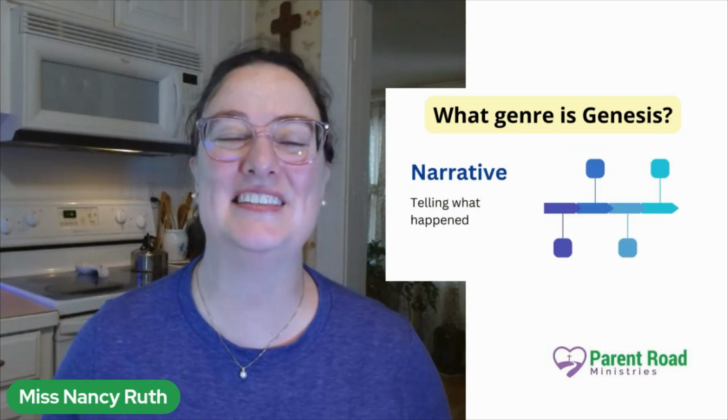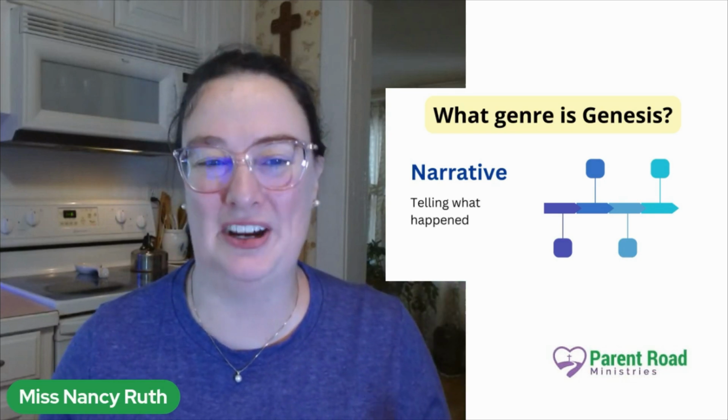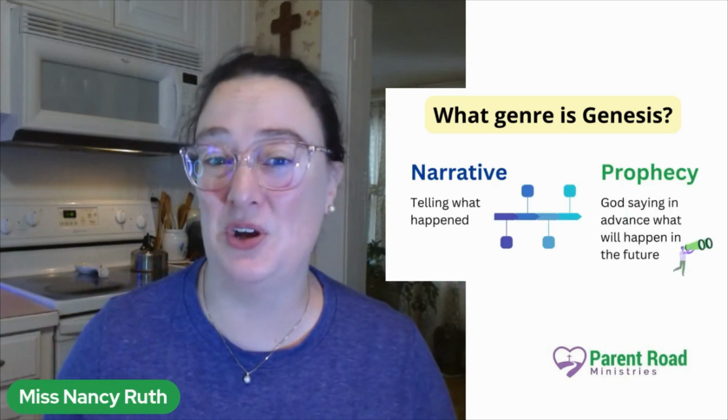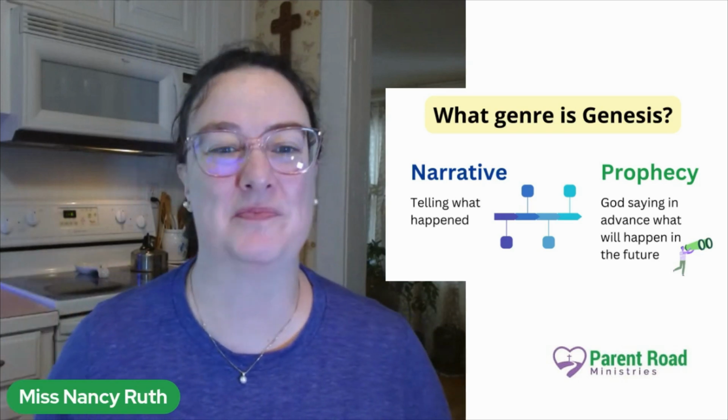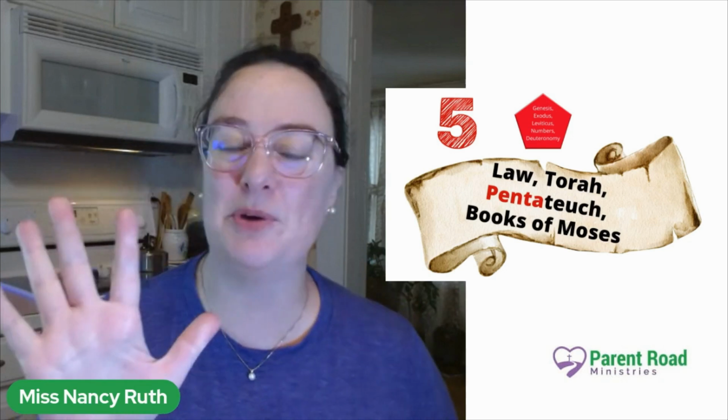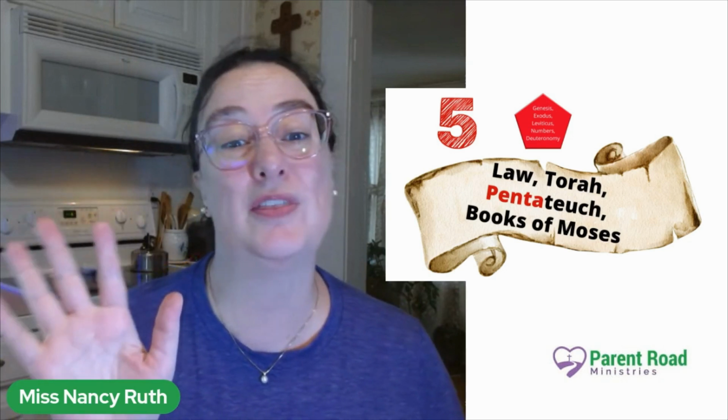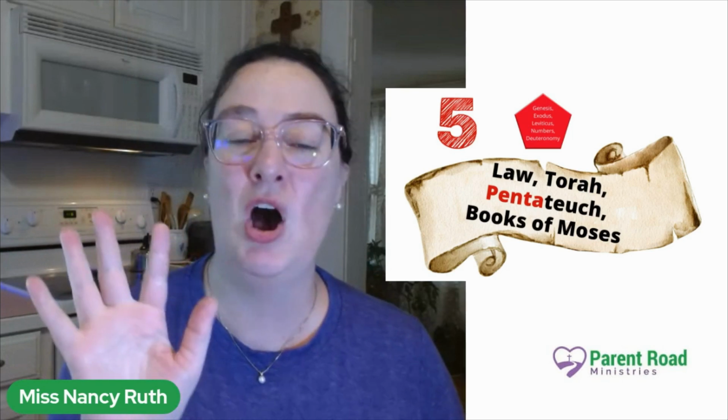Okay, Genesis is a narrative, primarily a narrative. It's got a lot of prophecy thrown in, though, and a few other things too. All right, now I didn't want to throw you off, and I just said it was a book of the law. It is considered part of the law because it's one of the first 5 books of the Bible. But it doesn't have a whole list of laws. That comes later in the other 4 of the 5. The first 5 books are called the Law or the Torah or the Pentateuch. Penta means 5. Also called the books of Moses.